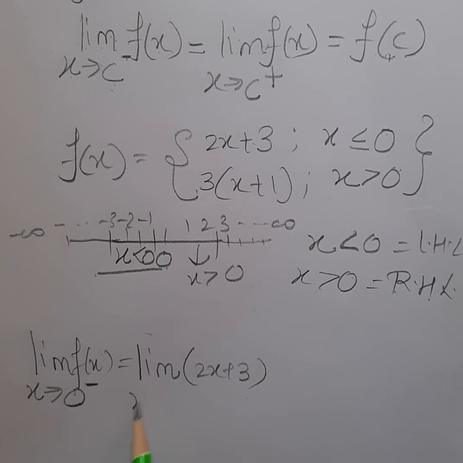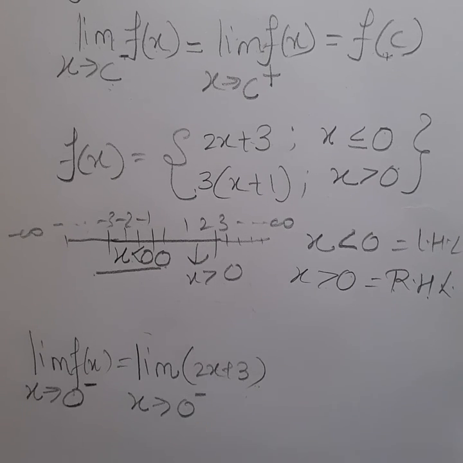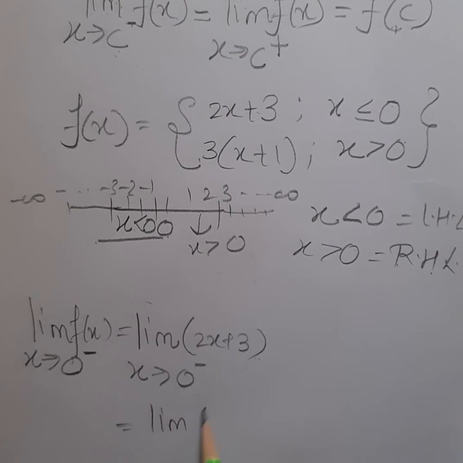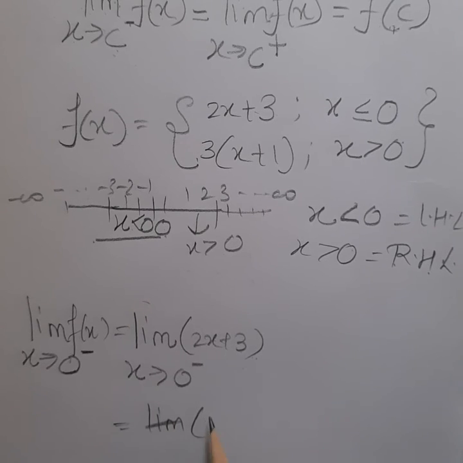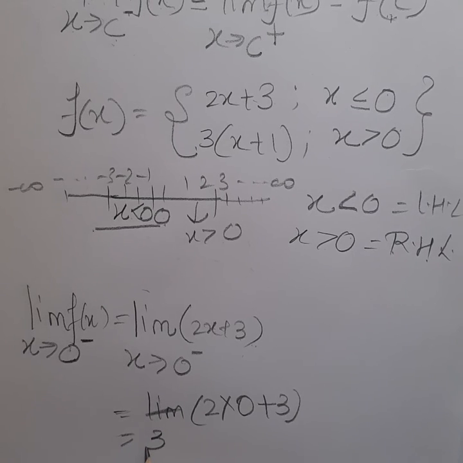Okay students, and we write 0 negative here. Now you can solve this question in two ways. The first way is that you can put the value 0 directly in your question. You write 2 times x, where the value of x is 0, so 2 multiplied by 0 plus 3, and you get your answer 3.